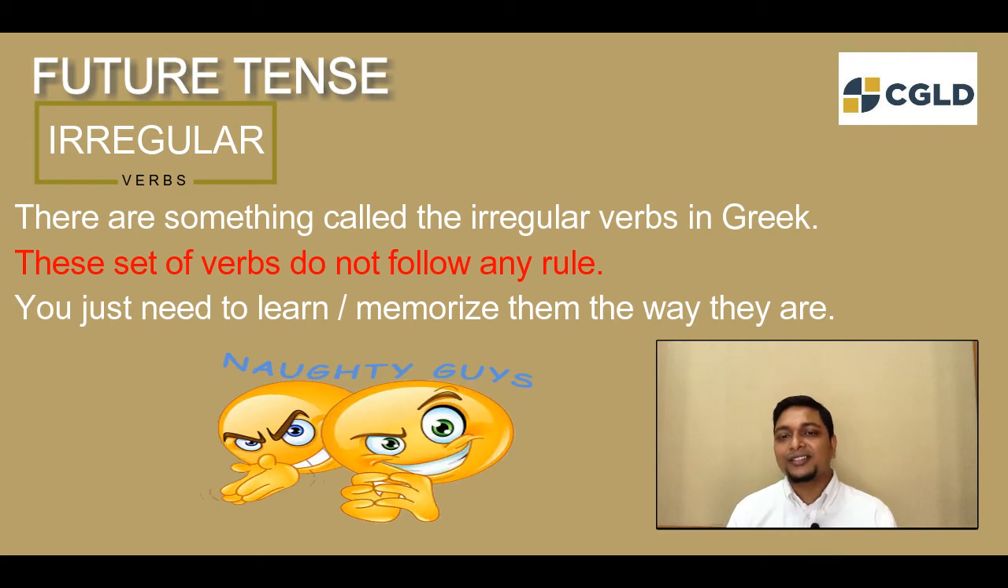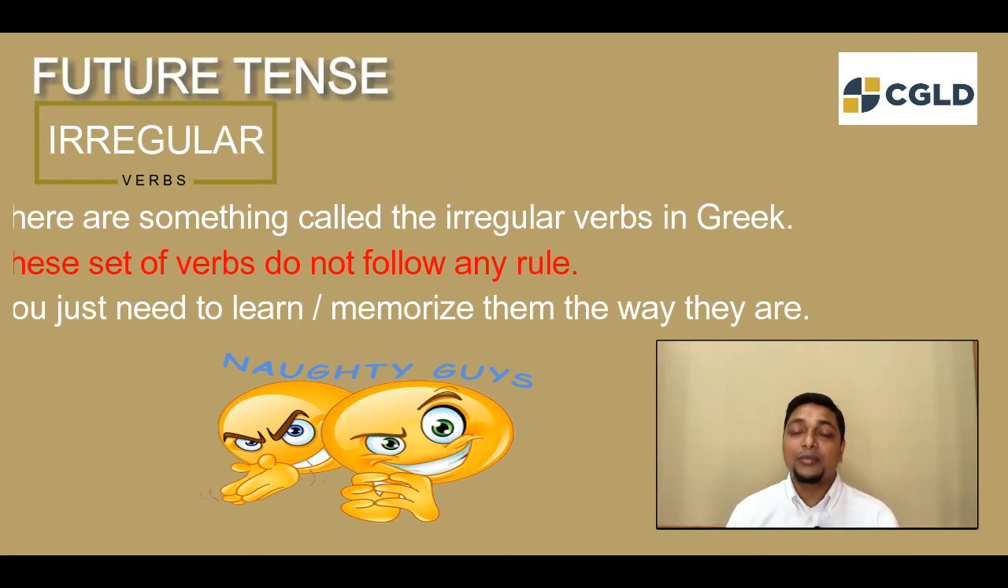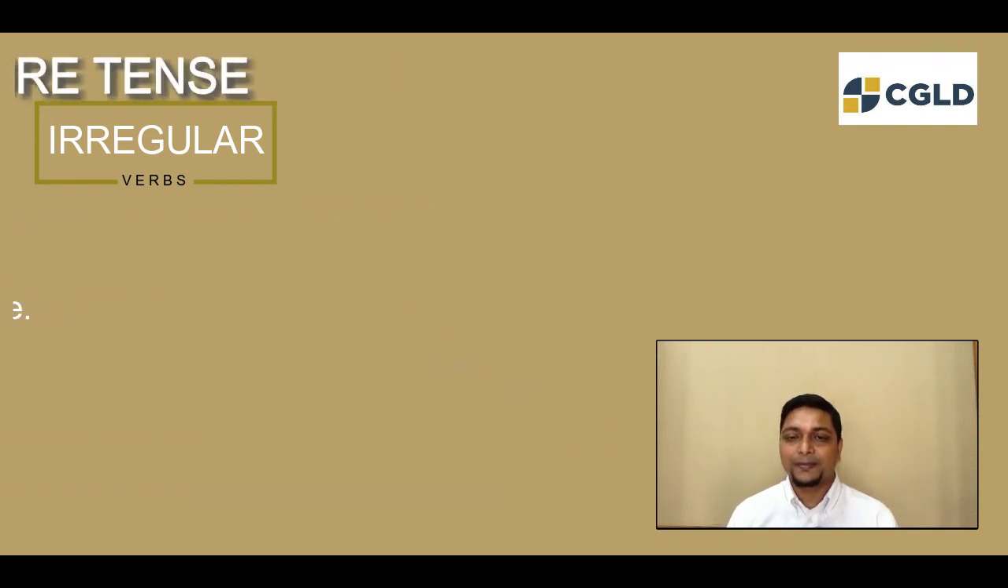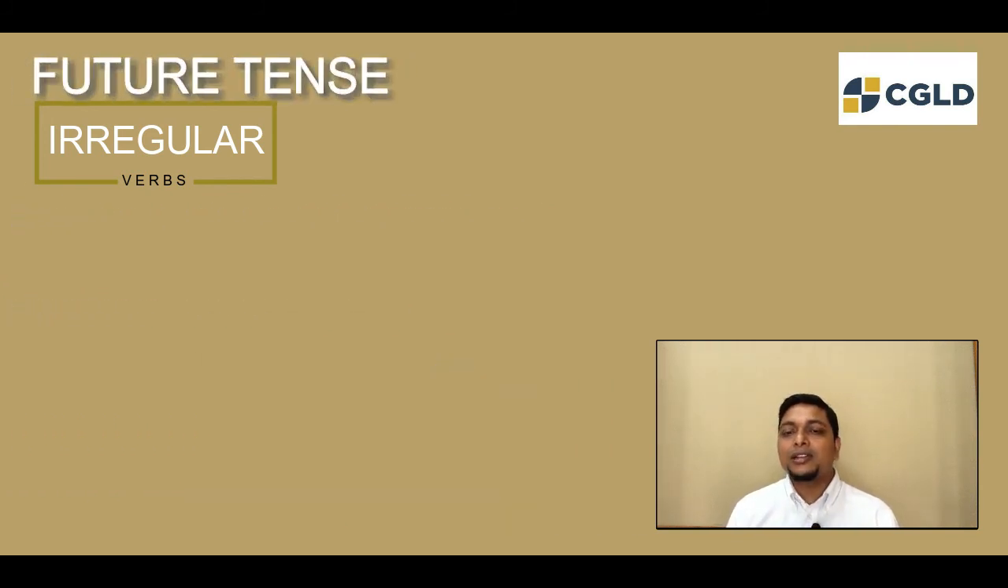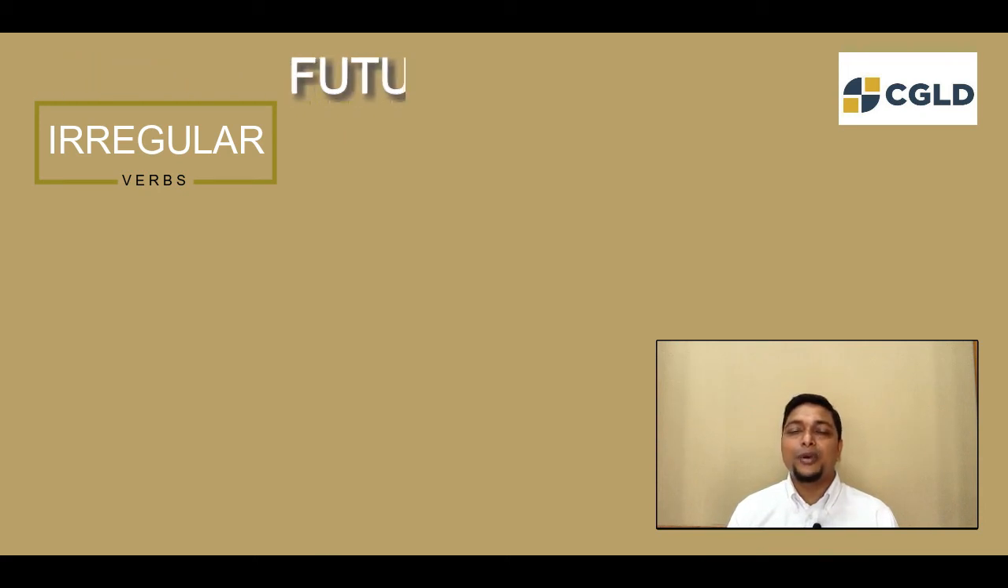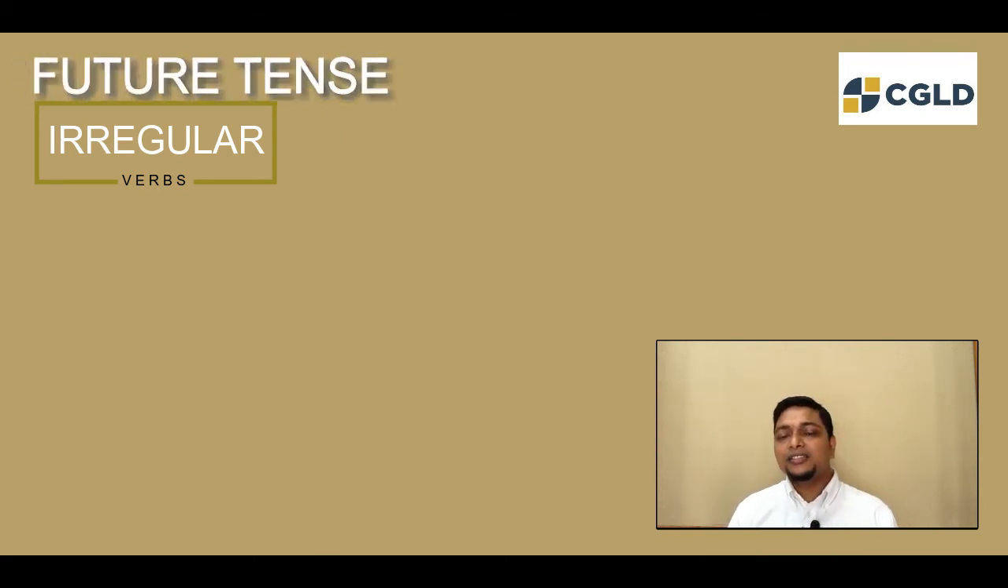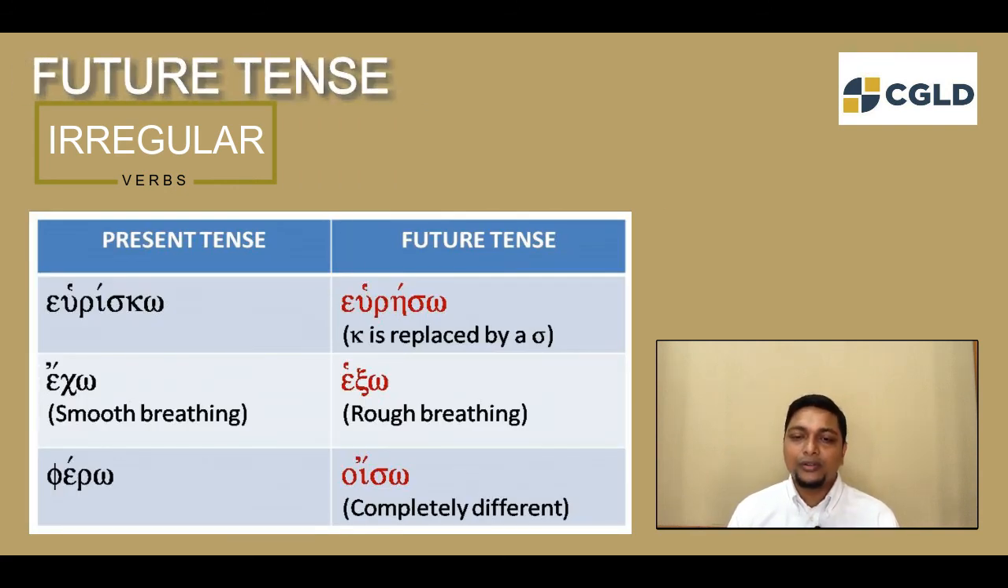For our context, I call these verbs naughty verbs. They will not follow any rules. They will not follow any patterns. So, follow the next example for more clarity. In this chapter, we will look at just three irregular verbs, namely heurisko, echo, and phero.